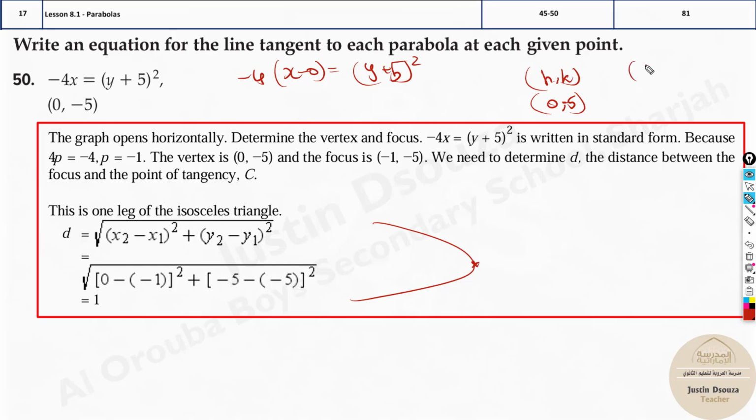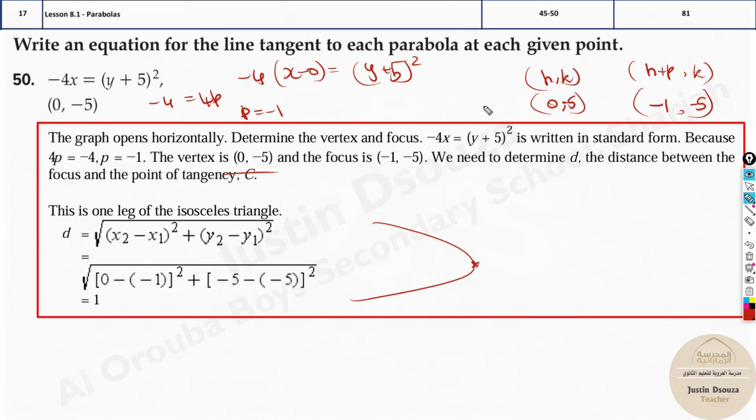Focus will be h plus p comma k, so the k value is the same. But once again, the k value is not 0. I've written wrong here, it's minus pi. That remains the same. What is the p value? P value is minus 4 is equal to 4p. So take it to the other side. P will be equal to negative 1. So this is negative 1. It will be h minus 1. This is the focus. This is the vertex.